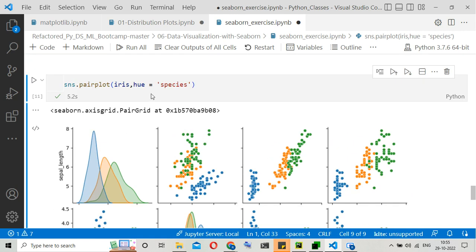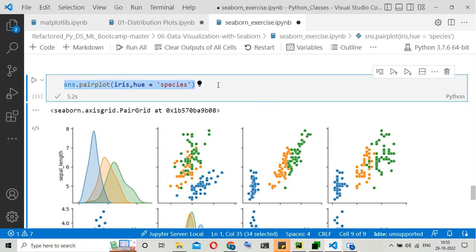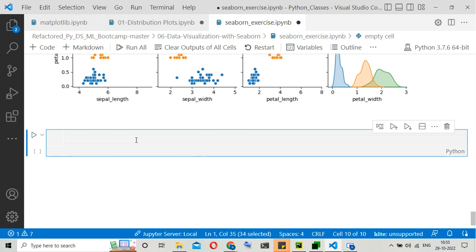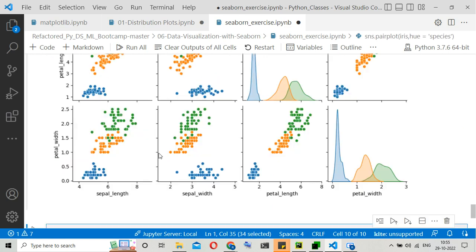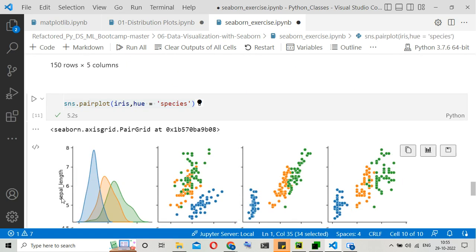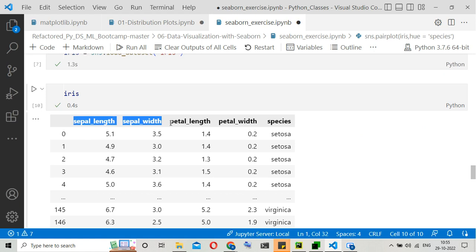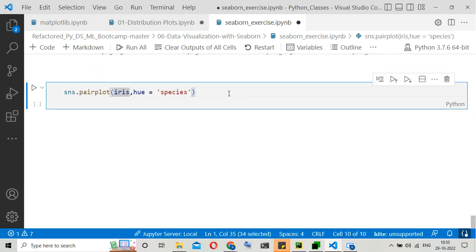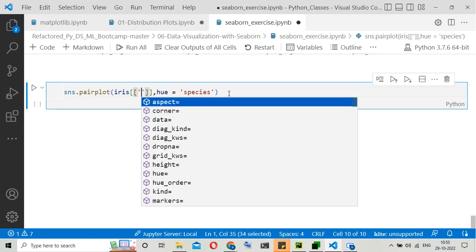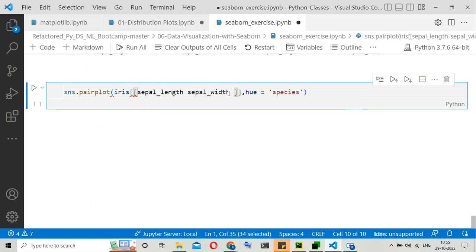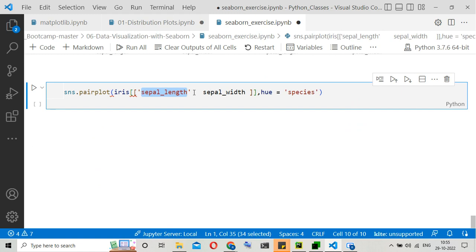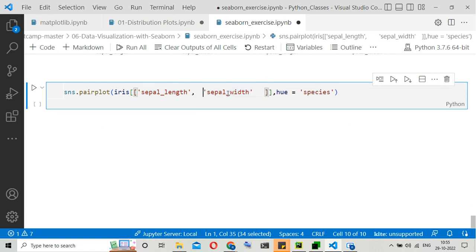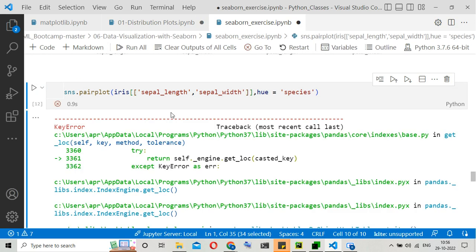Suppose instead of doing the entire thing in one go, you can pass the particular columns you want to plot. Suppose you only wanted to plot these two. So maybe you can directly pass them here. You remember, right? This way we can give the column names, and it will plot only for these two columns. So maybe you can find it easier or better.